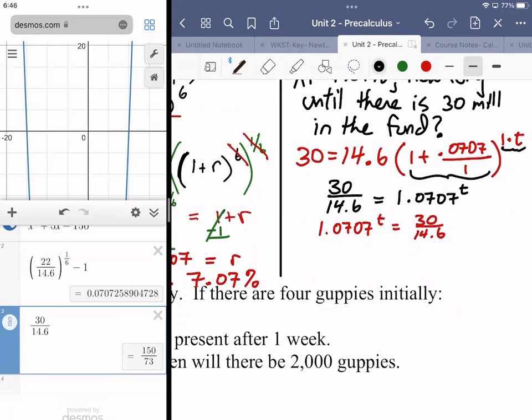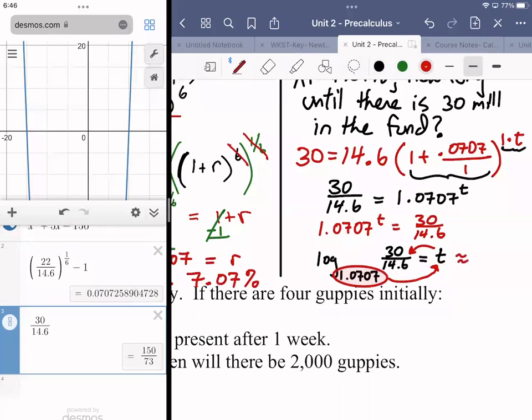All right, but in log form, this would be log base 1.0707 of 30 over 14.6 is equal to t. And you can verify that's true with that circular pattern that I've been talking about. You start off with the base and you work your way around. Base, power, result, 1.0707 raised to the t should be equal to 30 over 14.6. So we have our log structurally correct.